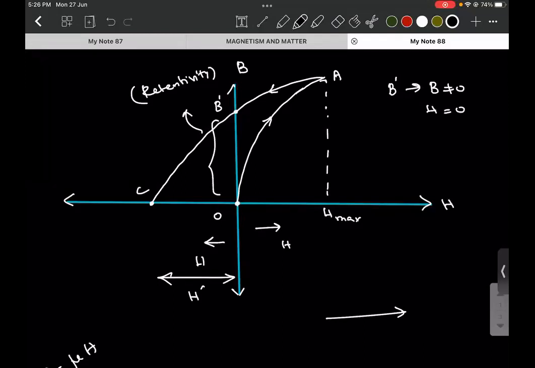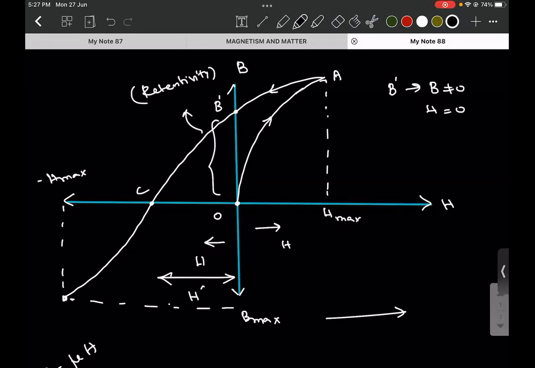After this, what you will do is you will keep increasing the value of H in the reverse direction. It is not negative H. H in the reverse direction. Then what will happen is the graph will go in the downward direction, right? And it will attain a saturation value here. Is that clear?